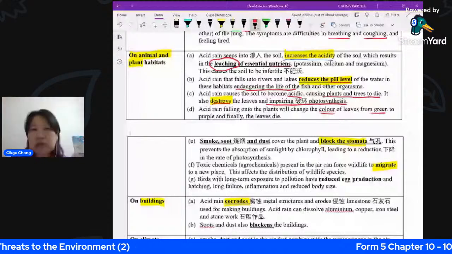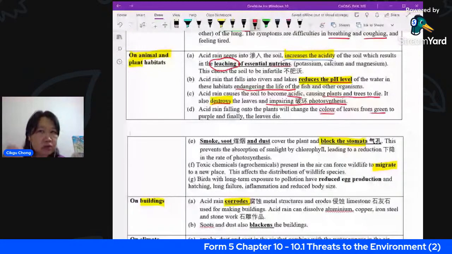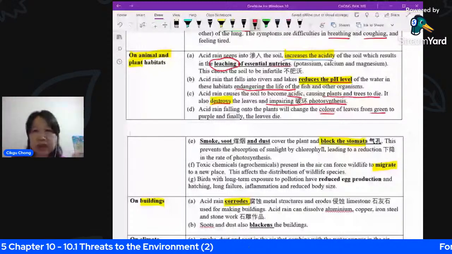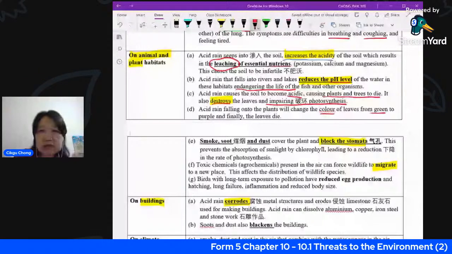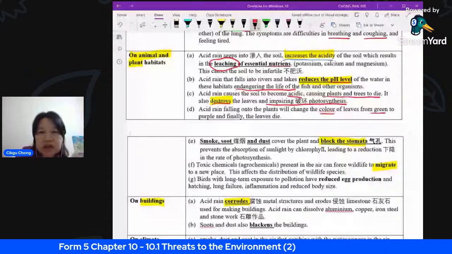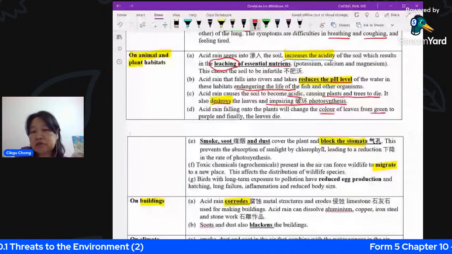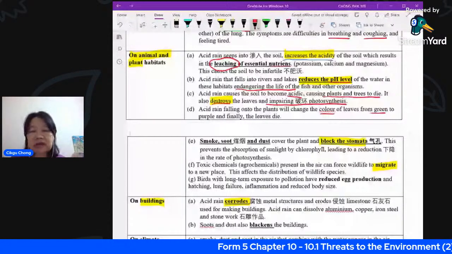Toxic chemicals can also cause the wildlife to migrate. For example, if you put certain chemicals into the lake, you notice that the paramecium and the amoeba will run away, because they run away from chemicals. So they have negative chemotaxis, they run away from chemicals which are harmful to them. So they will migrate to another area. And birds with long-term exposure to pollution have been found to have reduced egg production, so they produce fewer eggs, and that causes their rate of reproduction to decrease.